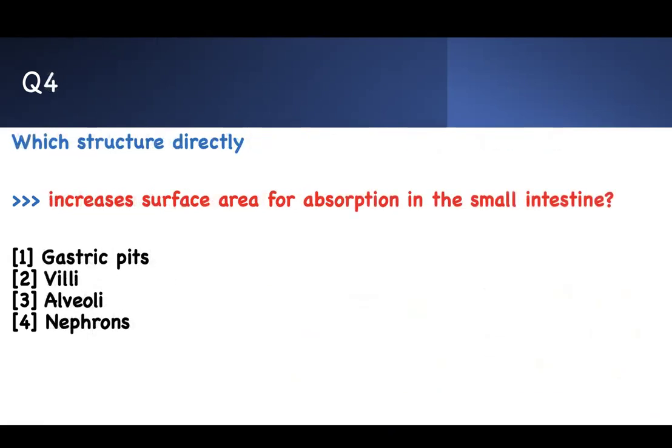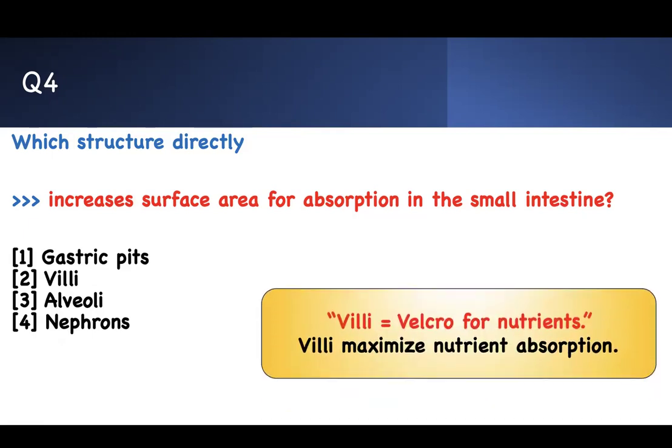Which structure directly increase surface area for absorption in the small intestine? The structure you're going to pick has to be in the small intestine, and it should have large surface area. Gastric pit is in the intestine. Villi is in the intestine. Alveoli and nephron are different. Alveoli in your lung and nephron is in the kidney. Therefore, you left with 1 and 2. But this one says small intestine. You see, gastric means stomach. Therefore, 1 is wrong. And 3 and 2 is the right answer. So villi is responsible for vacuum for the nutrient, and therefore increases absorption for nutrient. Number 2 is the right answer.